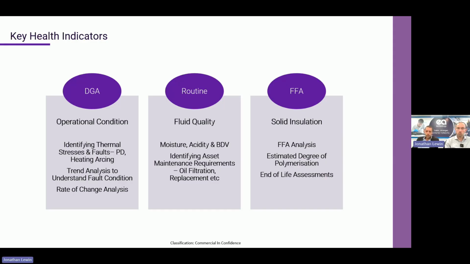With oil analysis, there are 3 main pillars. That is your operational status. How is that transformer operating in service? That's determined through dissolved gas analysis. You then have your fluid condition, which is your routine analysis, predominantly moisture testing, acidity, and breakdown voltage testing. What's the condition of that fluid in the asset? And then finally, what is the health of that asset today? That's looking at the condition of your solid insulation, your paper on the windings, through Furan testing.